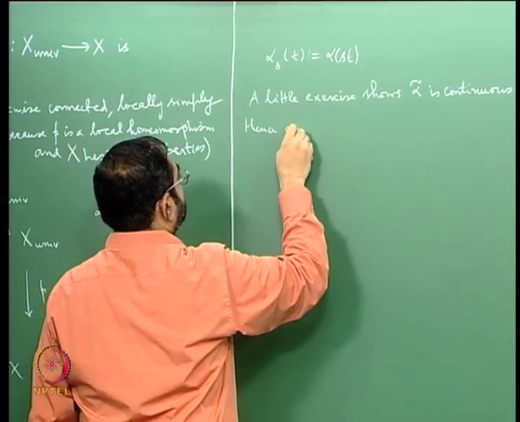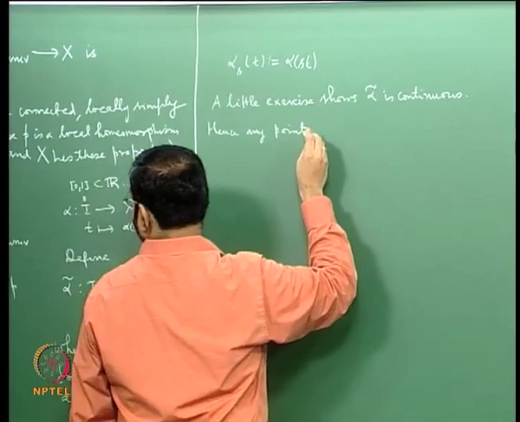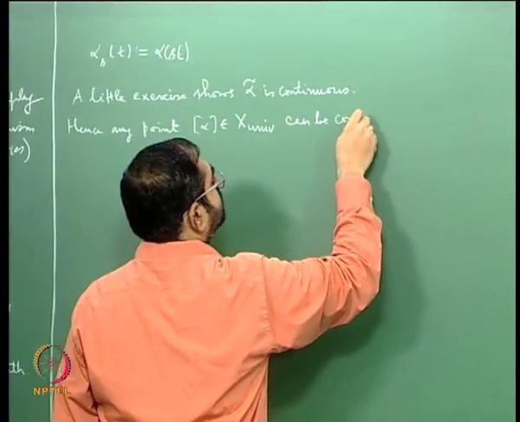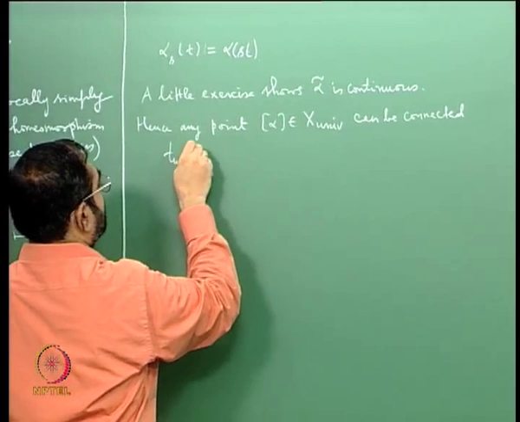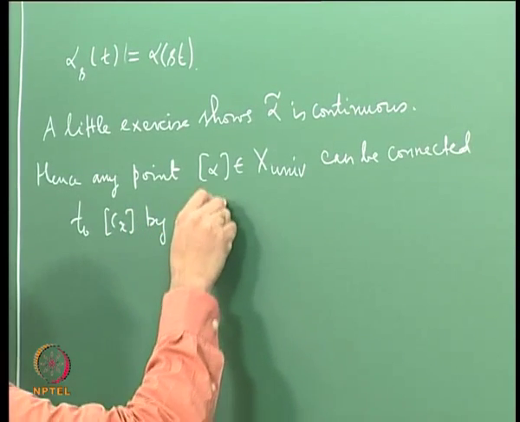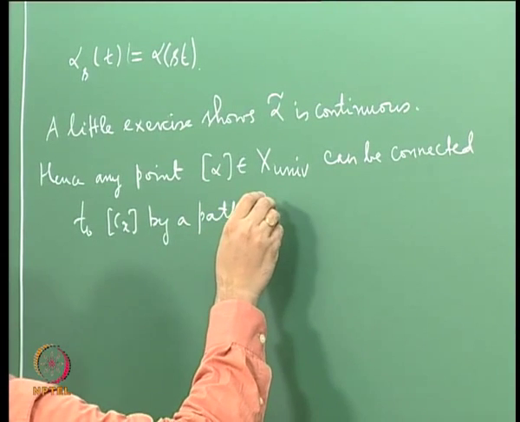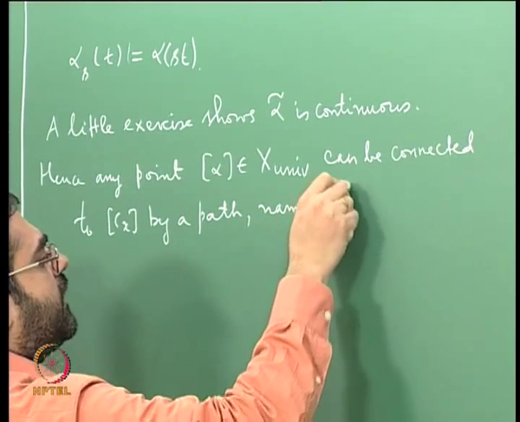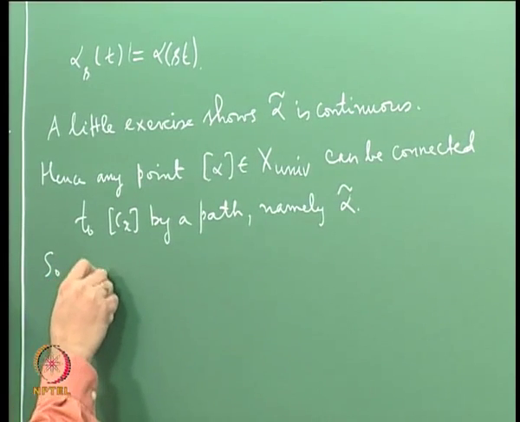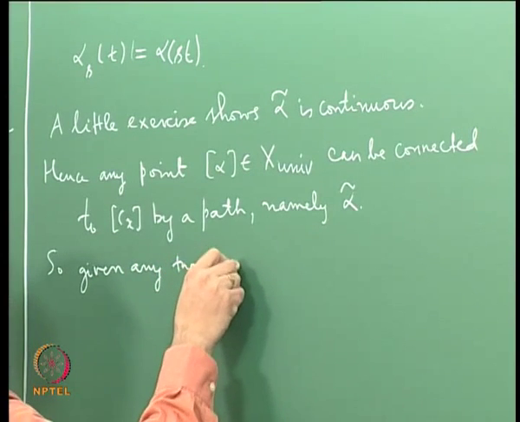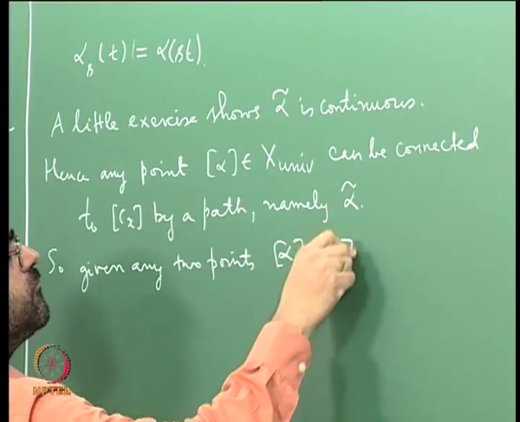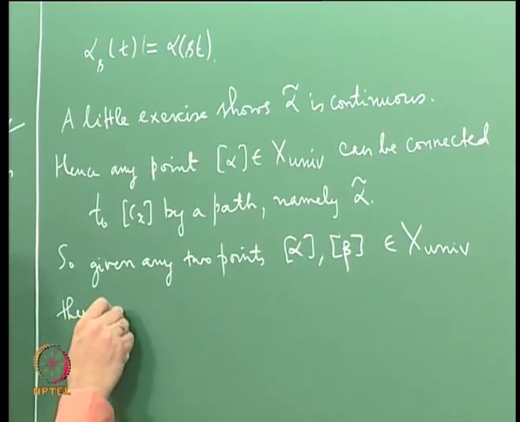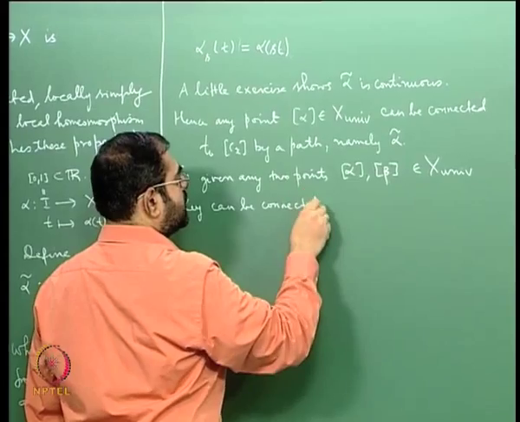Hence any point alpha in X sub univ can be connected to Cx by a path, namely alpha tilde. So given any 2 points alpha and beta here in X sub univ, they can be connected by a path.